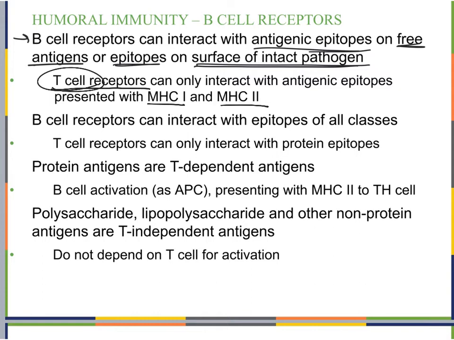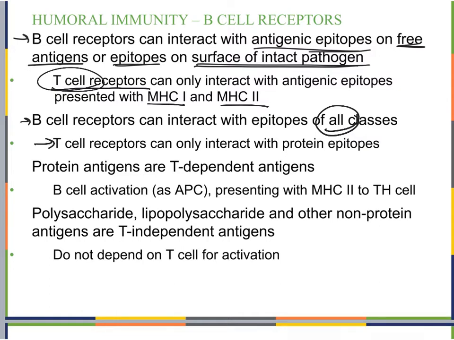B cell receptors, again, can interact with anything that's just floating around. If it matches up with anything that's floating around, it does, or if it's on the actual pathogen itself and it matches up, then it does. Also, B cell receptors can interact with epitopes of all classes. So remember the proteins, the lipids, the carbohydrates, the nucleic acids. Those are the different classes of epitopes.